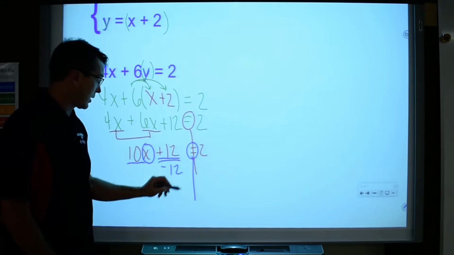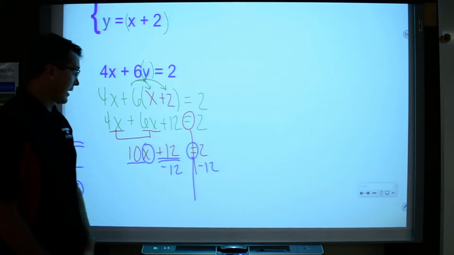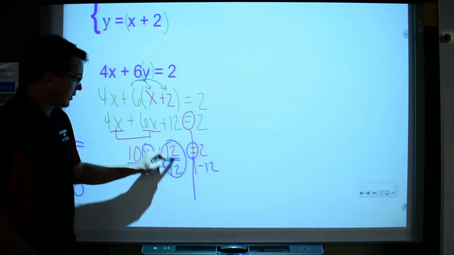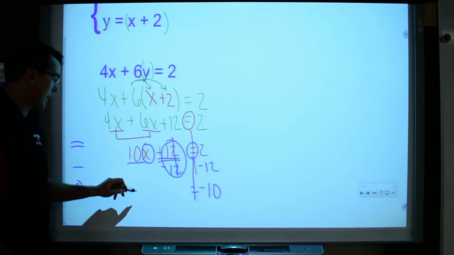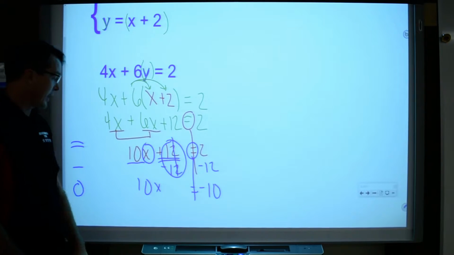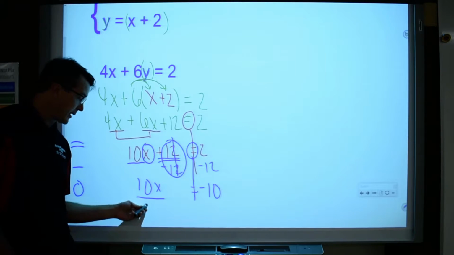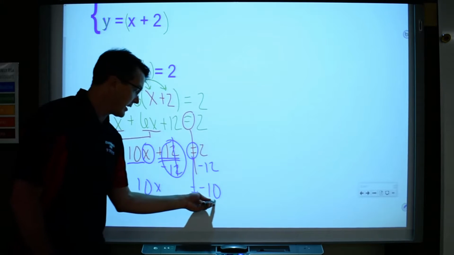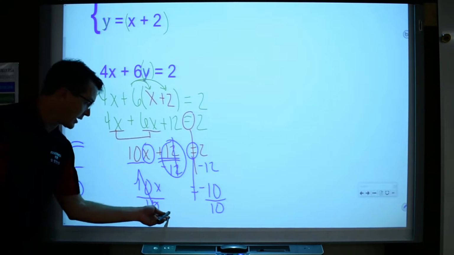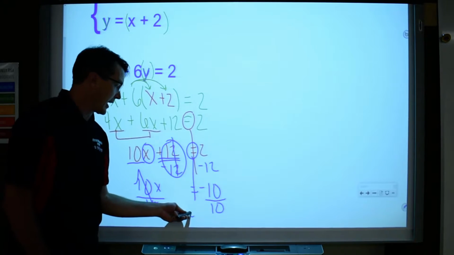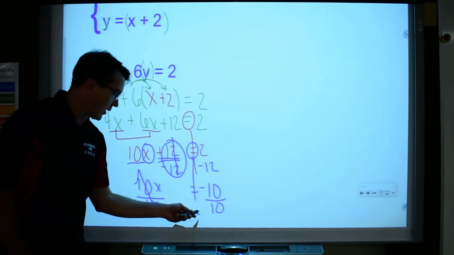I'm going to subtract 12. I do it to one side, I got to do it to the other. 12 minus 12 is 0. 2 minus 12 is negative 10. And then I bring down the 10x. And then how do I get rid of the coefficient? I'm going to divide by 10. I do it to one side, I do it to the other side. And 10 divided by 10 is 1, but I don't need it because I have an x. And negative 10 divided by 10 is negative 1.